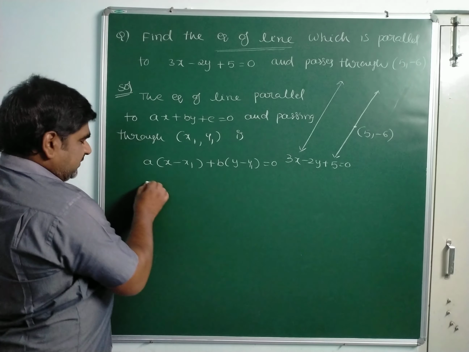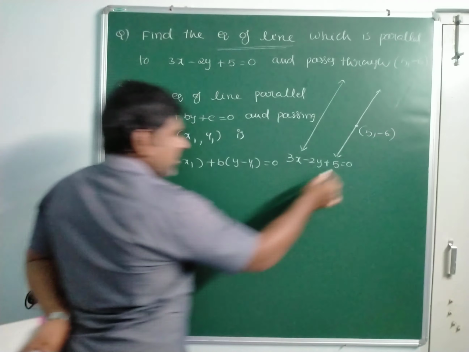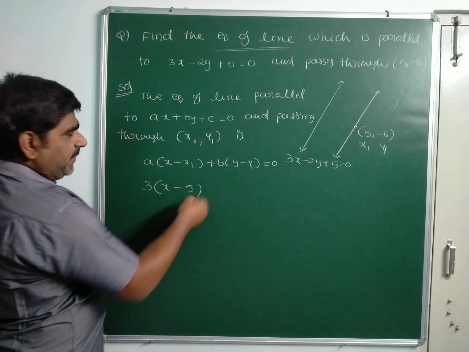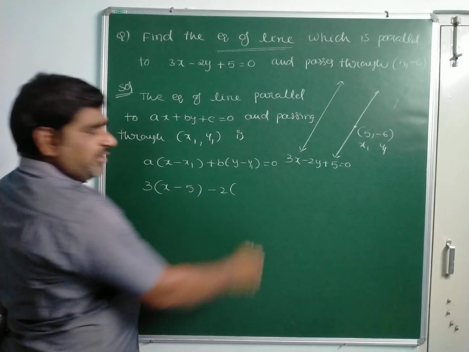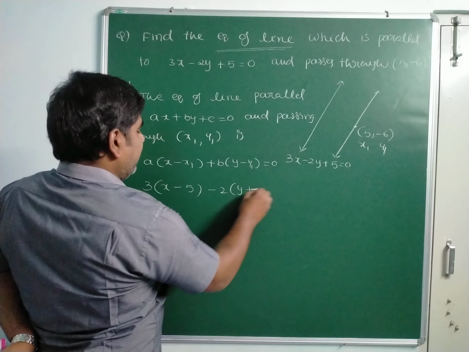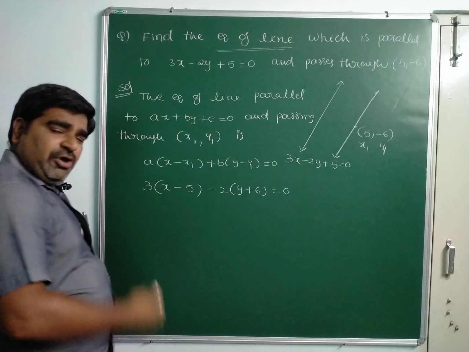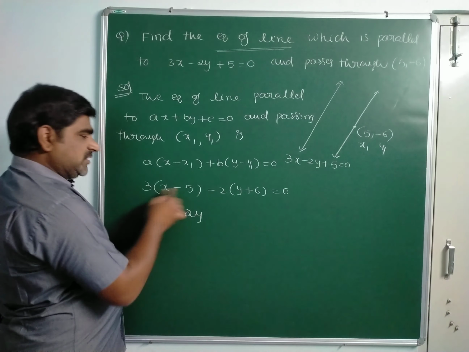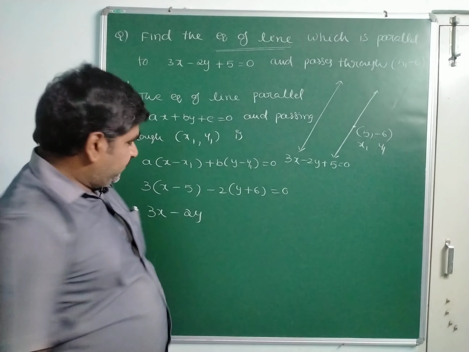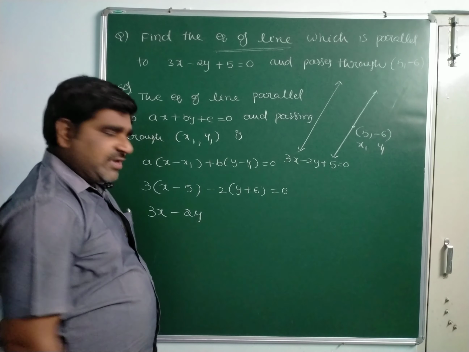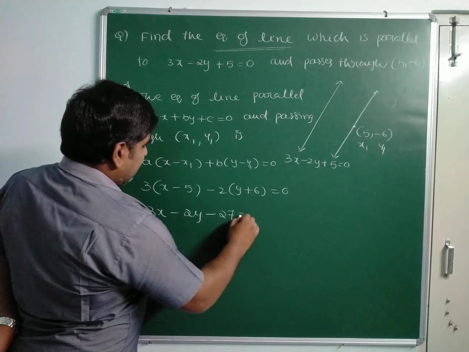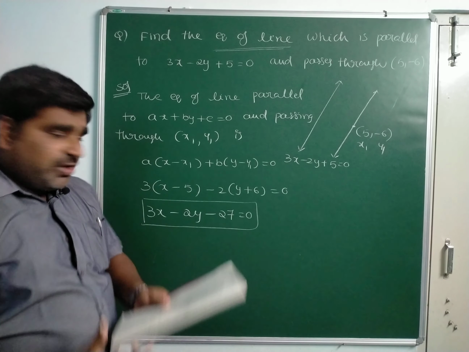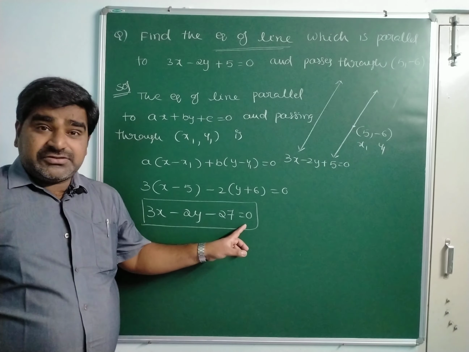The required line is like this: 3 into (x minus 5) minus 2 into (y minus y1), here x1 is 5, y1 is minus 6, so it is (y plus 6), is equal to 0. If you open the brackets, you'll automatically get your answer. This is 3x minus 2y, minus 15 and minus 12, so minus 27 is equal to 0. So 3x minus 2y minus 27 is equal to 0.